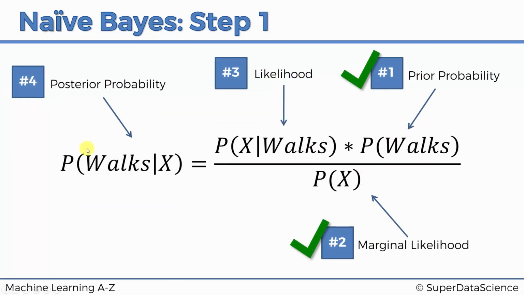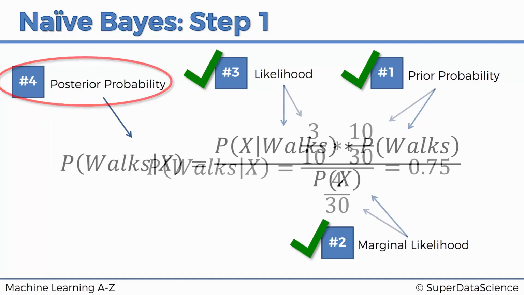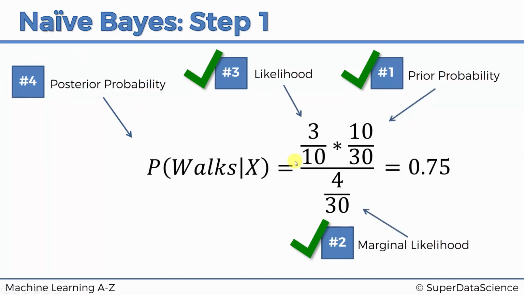So now if we plug all that in, there we go, that likelihood is done. If we plug all of that in, we'll get our posterior probability. So 3/10 times 10/30 and divided by 4/30. If we calculate that, it'll give us 0.75. 75% is the probability that somebody that we put into the place where we're putting X should be classified as a person who walks to work. That was step 1. It was pretty intense, right? Pretty exciting to calculate this value.